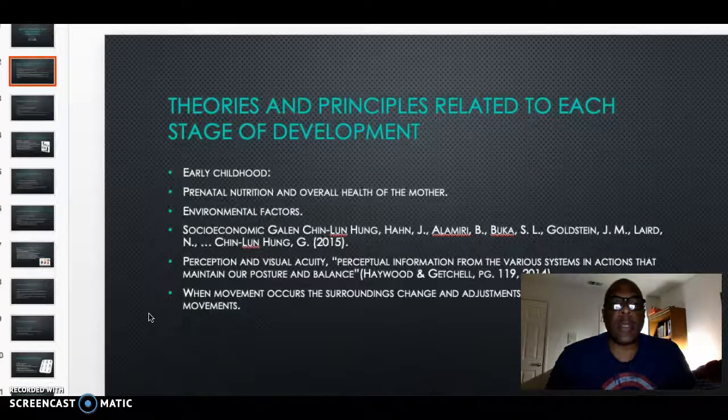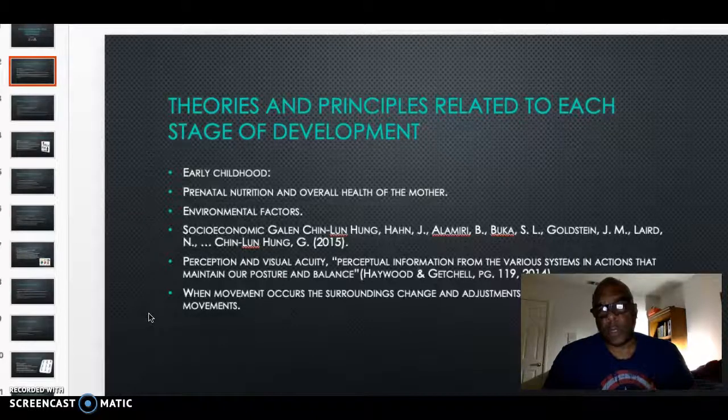The theories and principles related to each stage of development in early childhood: prenatal nutrition and overall health of the mother play a great factor in how the child develops and how healthy the child is going to be, as far as his nutrition and his physical well-being. Environmental factors also play an important part in all this, and so do socioeconomic factors. If the mother is unable to get proper health care and the various nutrition she might need to ensure that the baby will be healthy, it could definitely affect the way the baby develops over time.